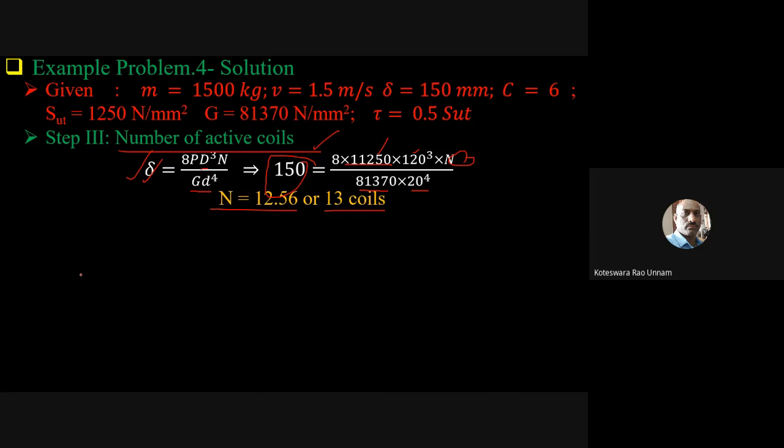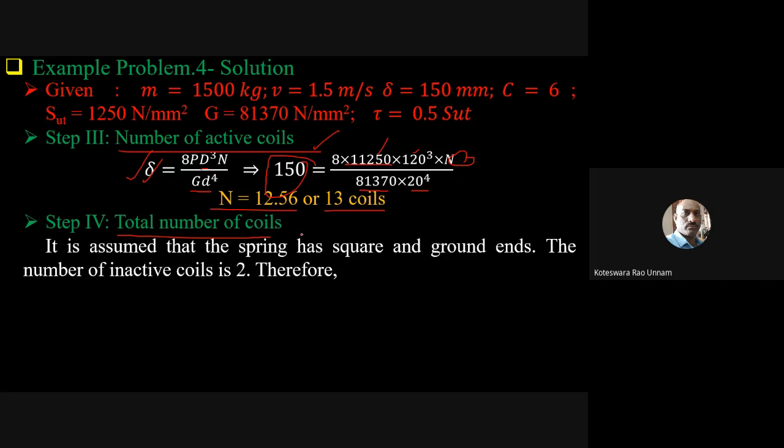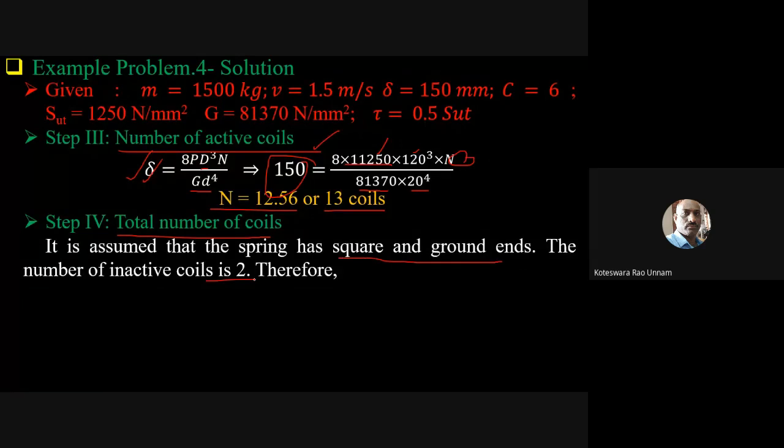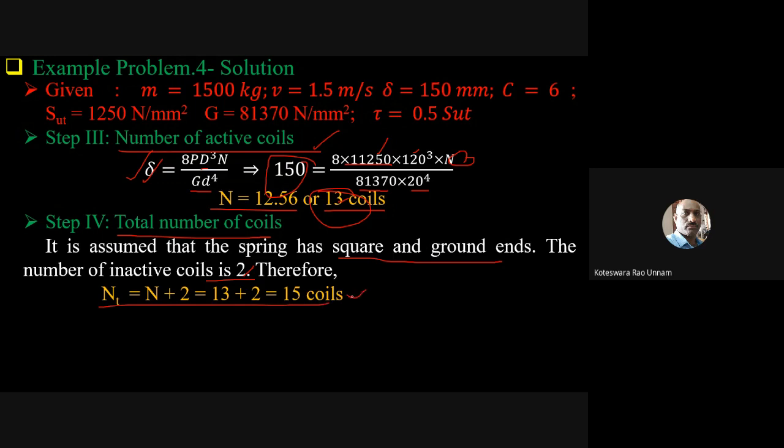Then you need to identify the style of the ends, and from that the number of inactive coils. Total number of coils is your number of active coils plus inactive coils. Here the ends are assumed as square and ground ends, so there are two inactive coils. Therefore your total number of coils is 2 plus 13, which is 15.